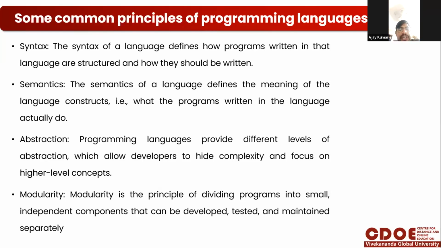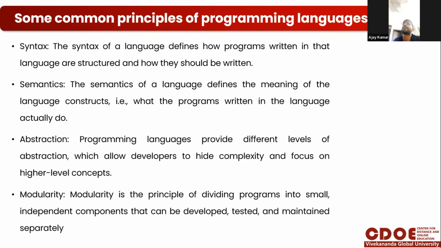Abstraction. Programming languages provide different levels of abstraction, which allow developers to hide complexity and focus on high-level concepts. So abstraction means we only declare just the syntax, semantic and main program structure, not every line of code you want to display. This process of hiding your main instructions is called abstraction.